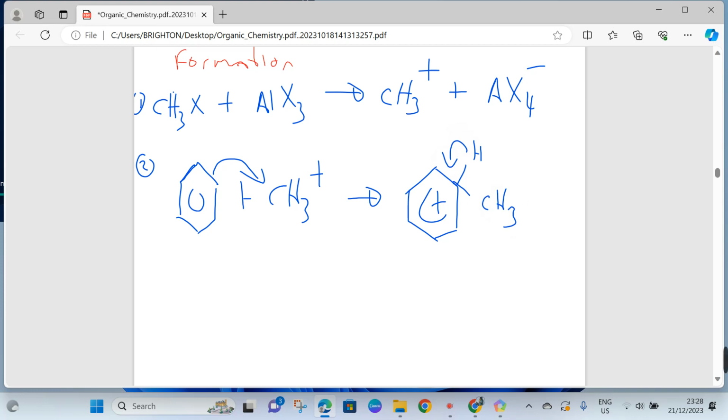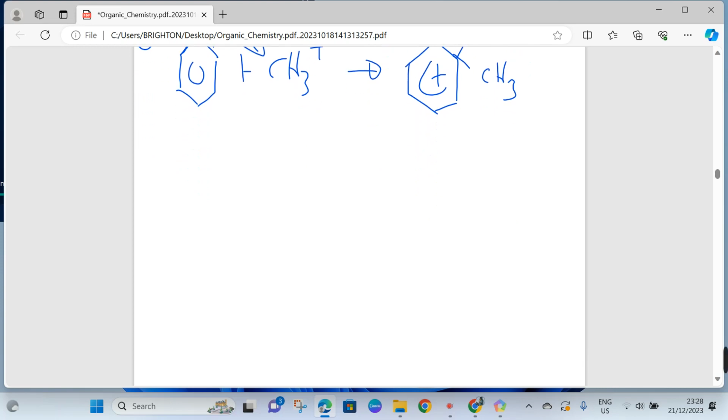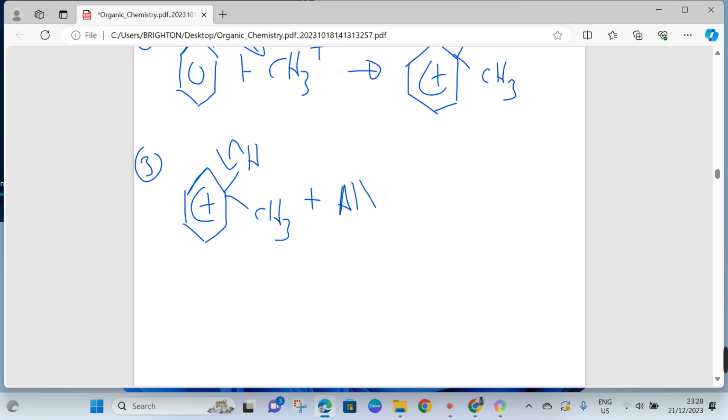Right? Then the third part, I reproduce that reaction, right? This and this in arrow there, plus my halogen carrier catalyst, right? Use my AlX4 negative to produce what?